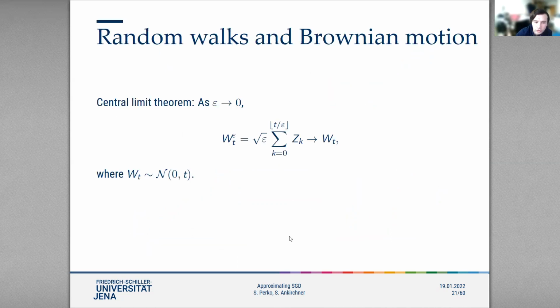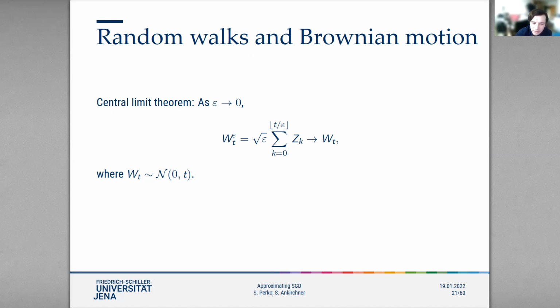What does it converge to? Well, if we recall the central limit theorem that basically explains why the bell curve occurs so much in data that we sample, it tells us that as we let epsilon go to 0, then W epsilon at t converges to something Gaussian, where specifically W_t has mean 0 and variance t. But this would be for a single time point.